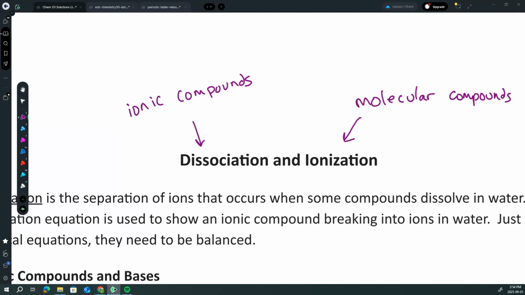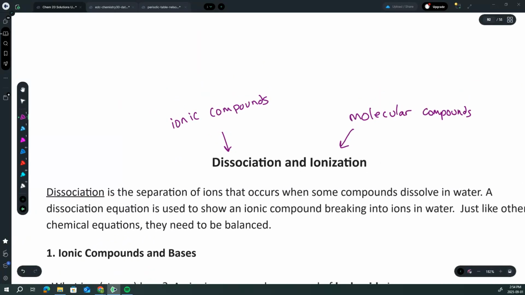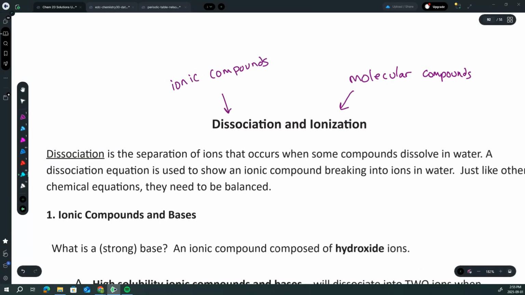So if a compound ionizes, what that tells you is it's a molecular compound that's going to break apart into its ions. Okay, so that's the main difference between the two terms here. Dissociation is when ionic compounds break apart into their ions. Ionization is when molecular compounds break apart into their ions. Since these are both terms that you're going to want to know, let's make sure that we highlight it.